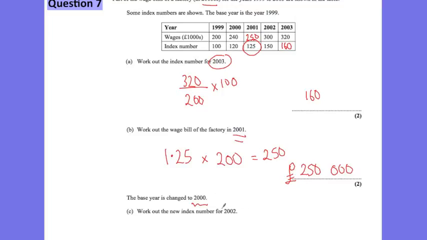We're then told that the base year is changed to 2000, and then asked to work out the new index number for 2002. So we take the value in 2002, 300, here in the table, and we divide by the value in the new base year 2000. So we're dividing by 240, timesing by 100, which gives us the new index number for 2002 as 125.